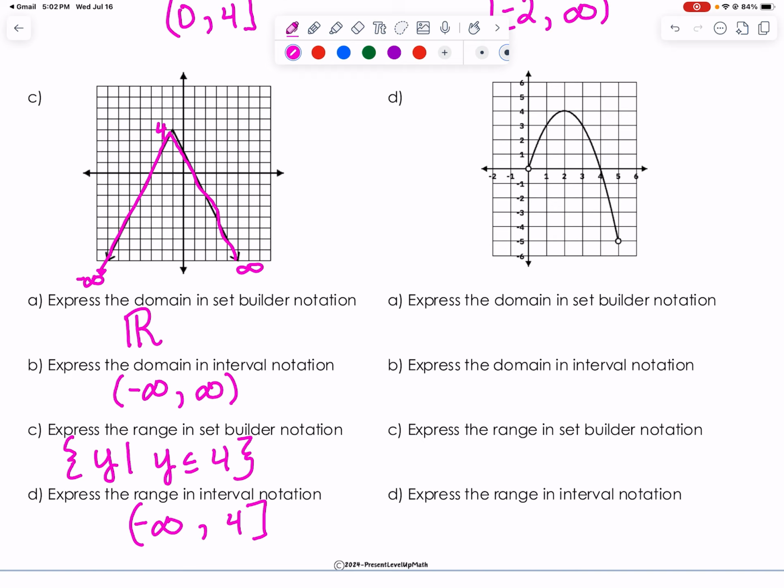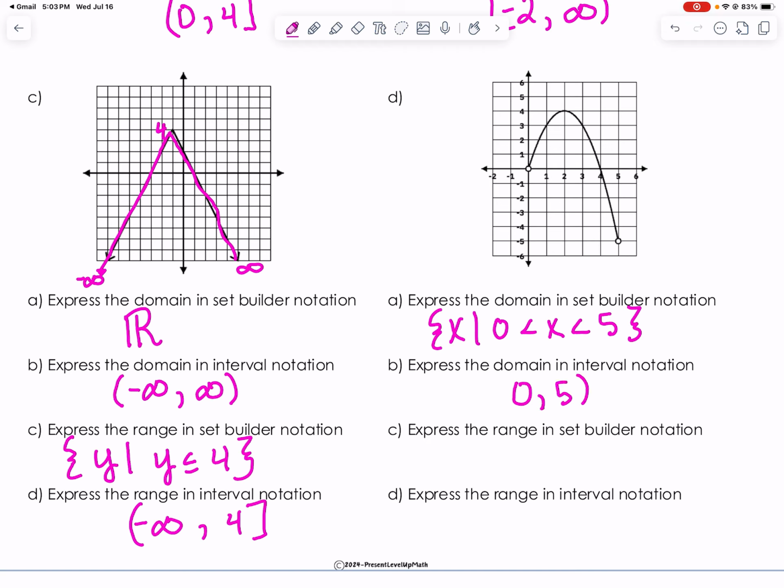All right, problem D. Express the domain in set builder notation. So our smallest x value on this graph is 0, and our largest value is 5. So in set builder notation, we would say the set of all x's such that 0 is less than x is less than 5. They both have open circles, so neither of those values are included. So in interval notation, we would just go 0 to 5.